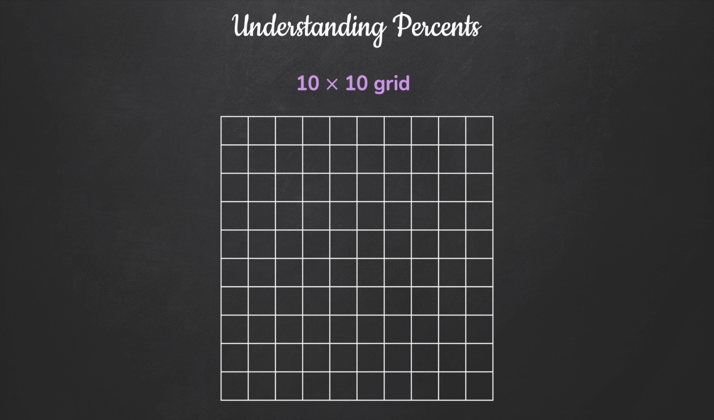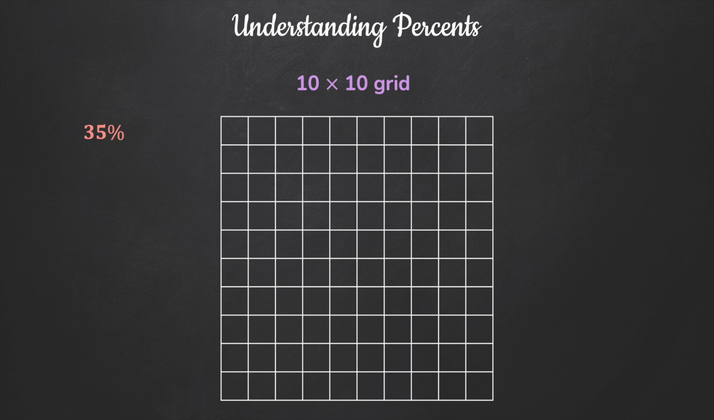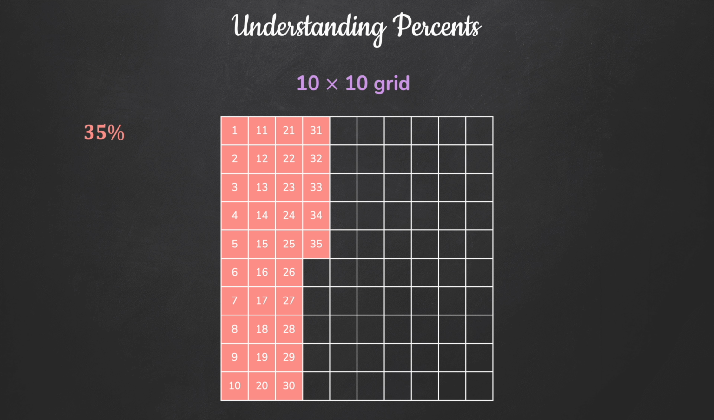So here we have a 10 by 10 grid. And a 10 by 10 grid means that we end up with 100 squares because it's 10 by 10. And this is the perfect model for percents because we have 100 squares and percents are out of 100. So if we wanted to model 35%, that would mean that we would shade in 35 of the squares.